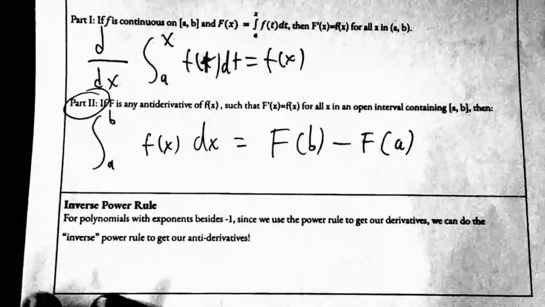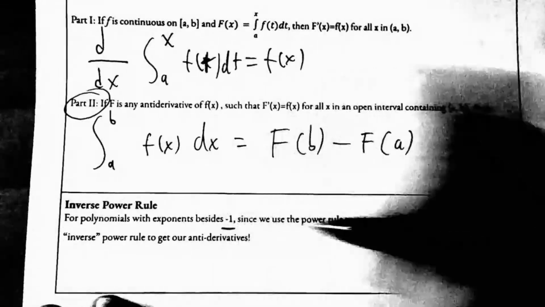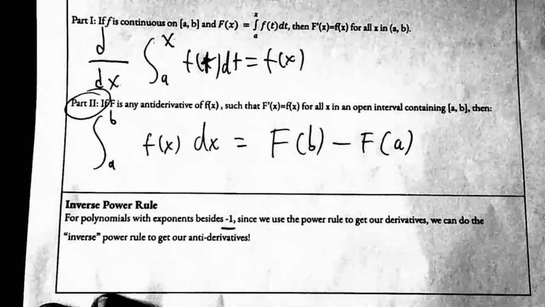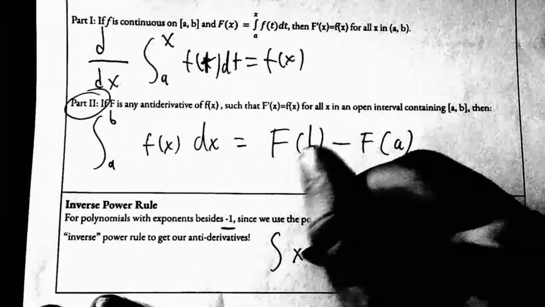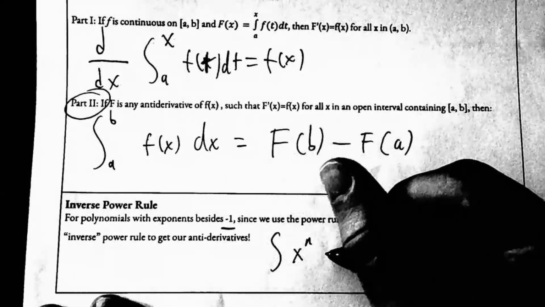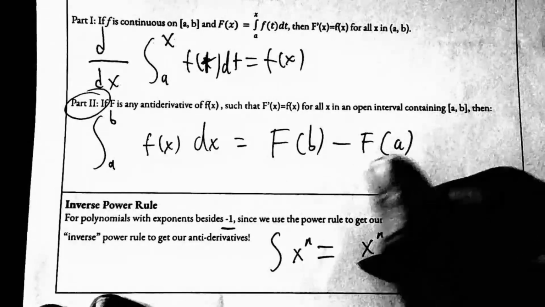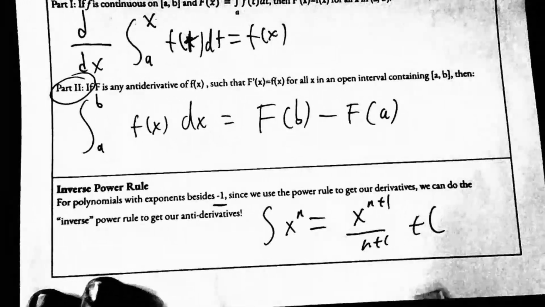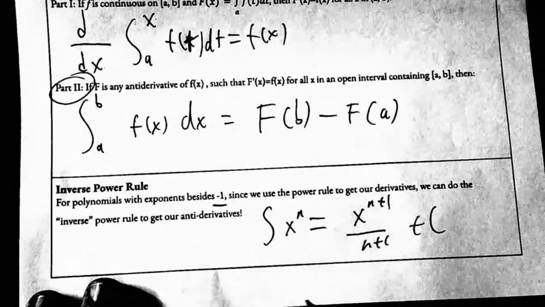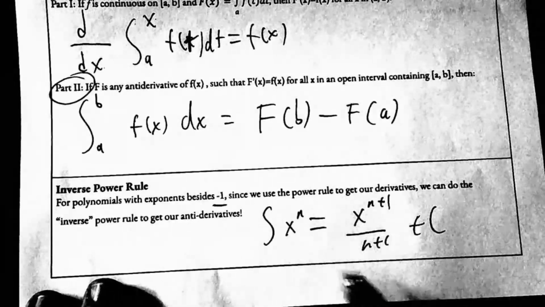Or an inverse power rule. So for polynomials with exponents besides -1, since we use a power rule to get our derivatives, we can do the inverse power rule to get our antiderivatives. The antiderivative of x to the power of n is equal to x to the power of n plus 1, over n plus 1, plus c. So it's a really important rule to know, the inverse power rule. Okay, so we have the derivative version of this, but this is the integral version.